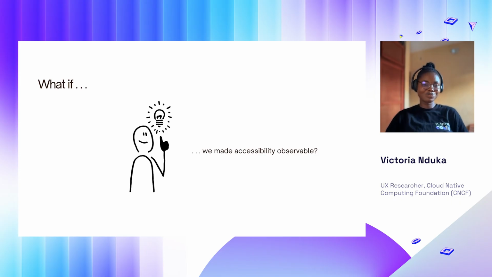So it's not a question of whether accessibility can be made observable. We have the tools, we have the data. The question now is, can we treat accessibility like performance? Can we give it the priority that it deserves? Let's start there.